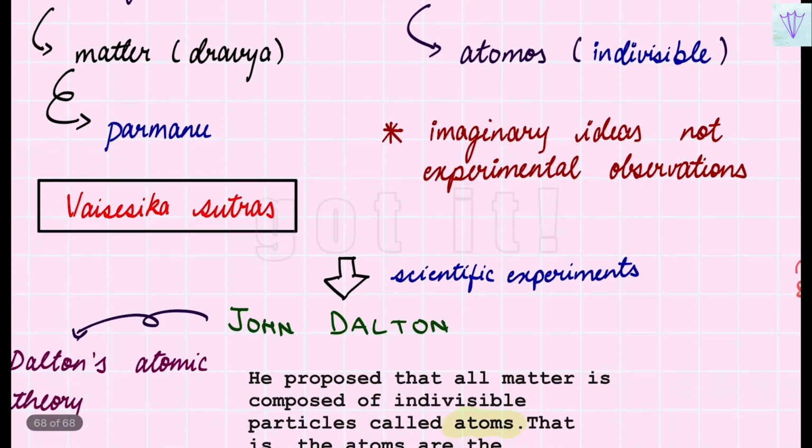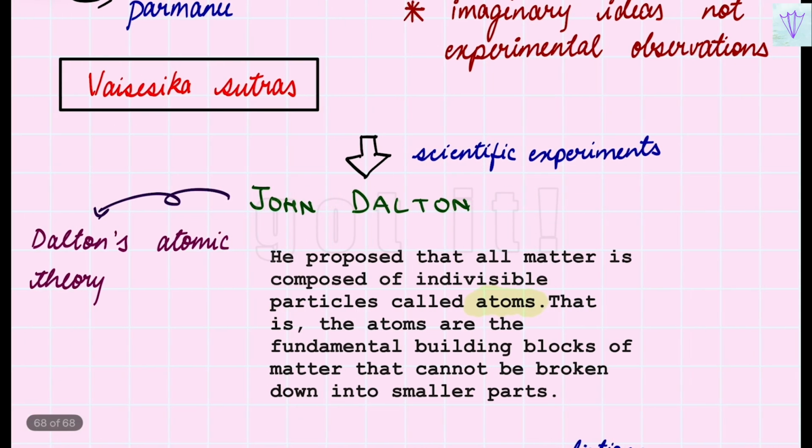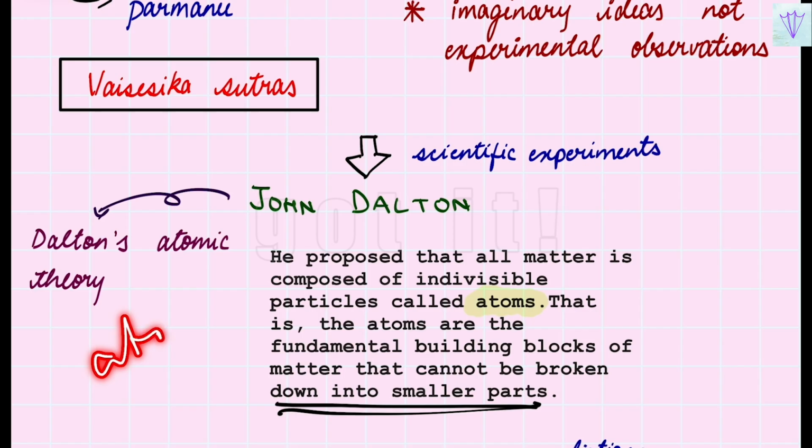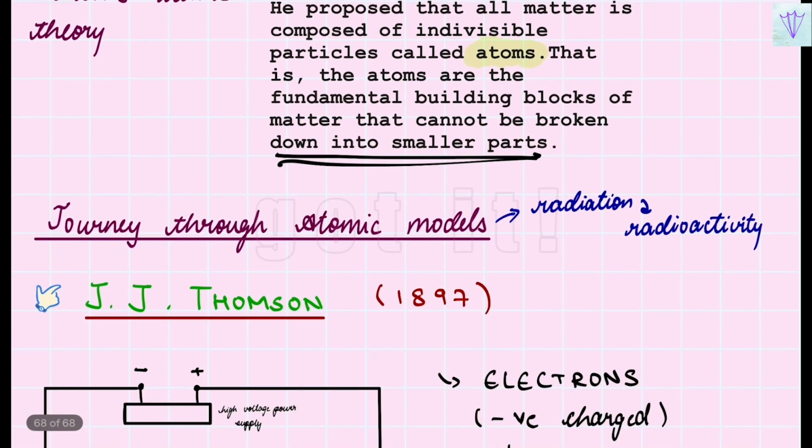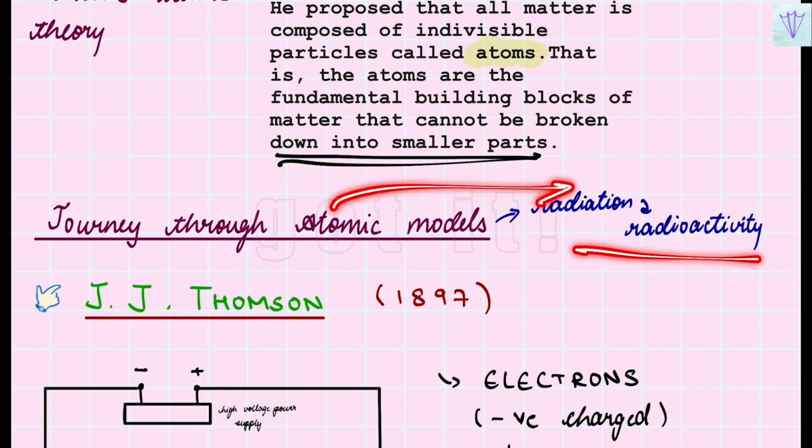The first experimental observation was given by John Dalton with his Dalton's atomic theory. He proposed that all matter is composed of individual particles called atoms. That is, atoms are the fundamental units, the building blocks of matter, that cannot be broken down into smaller parts. Even though this was proved false in later stages, for the initial breakthrough, Dalton's atomic theory was a major breakthrough in the concept of the atom. Then we go through the journey of the atomic models. With this we get to the introduction of radiation and then radioactivity.